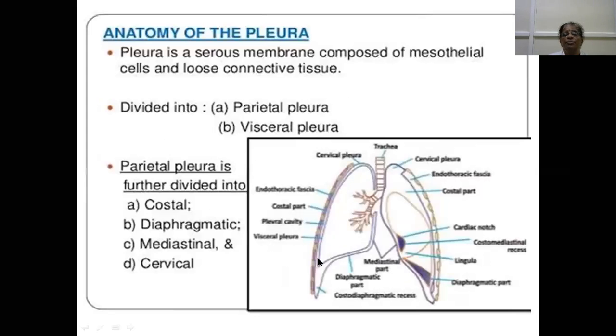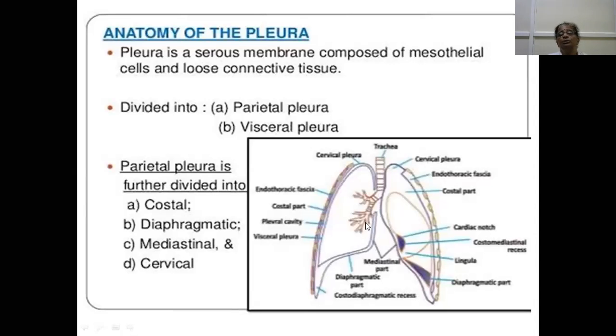This pleura has four parts: cervical, diaphragmatic, costal, and mediastinal. As you all know, the visceral layer is the one that is covering the lung, and the parietal layer is the one that is opposing the thoracic cavity. The area between these two, parietal and visceral pleura, is very thin in the costal, cervical, and mediastinal areas, whereas in the diaphragmatic area, it is a bit larger.